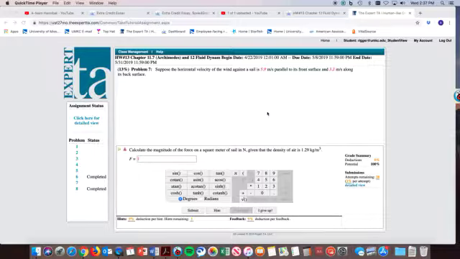Anyway, so now let's take a look at this problem. Suppose the horizontal velocity of the wind against the sail is 5.9 meters per second, parallel to its front surface, and 3.2 meters per second along its back surface. So its back has more pressure than the front, so therefore it's going to push it. In other words, if it's cruising along, and let's say the front surface is to our left, we're sitting in the sailboat and we're looking to the left.